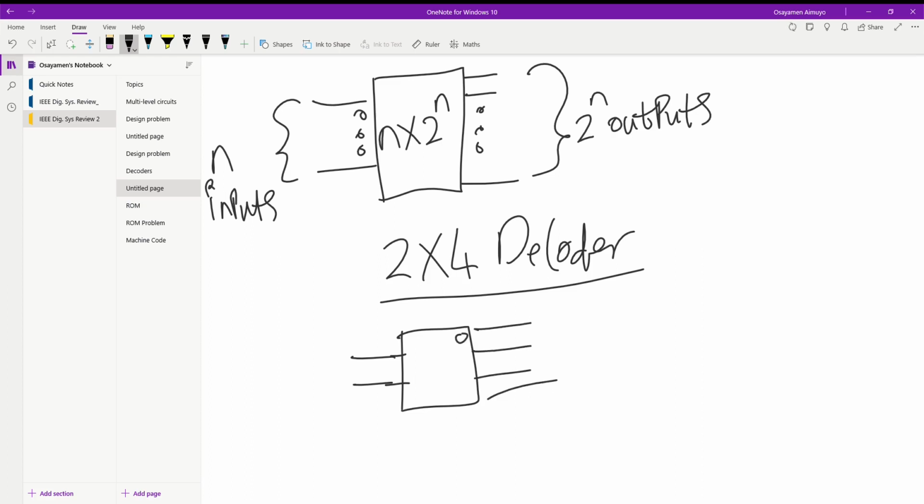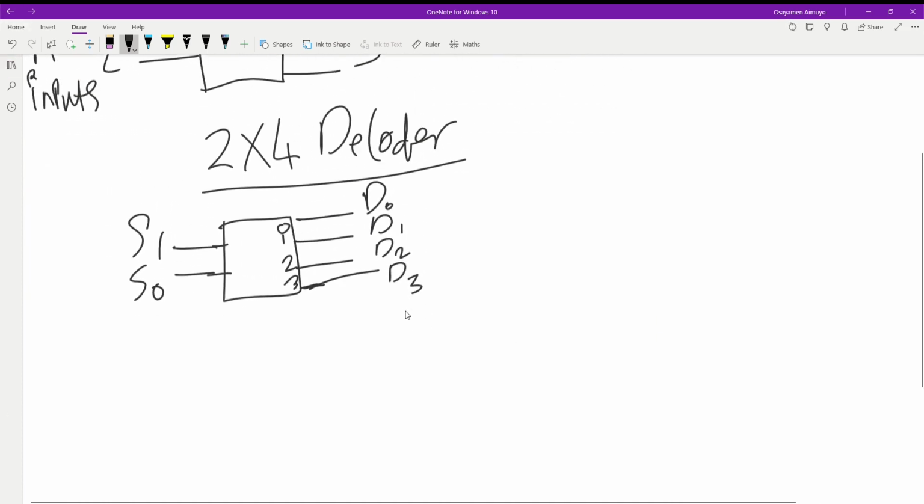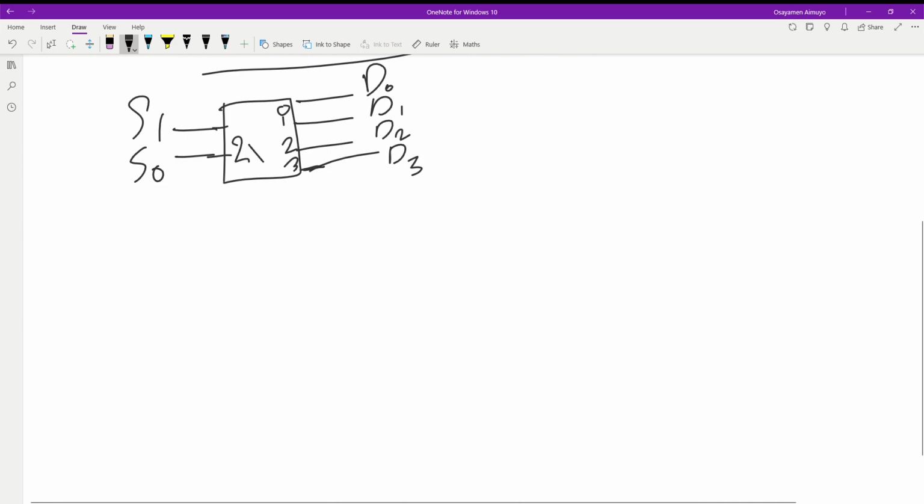So we have, for example, 0, 1, 2, 3. The conversion is basically mapping a set of binary inputs to their minterms. Let's say we have S1 as 0, and then this would be D0, D1, D2, and D3. So the truth table for this decoder, and this is a 2 by 4 decoder, is something of the like. So you have this.